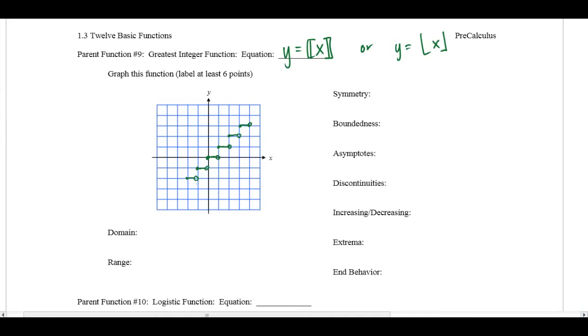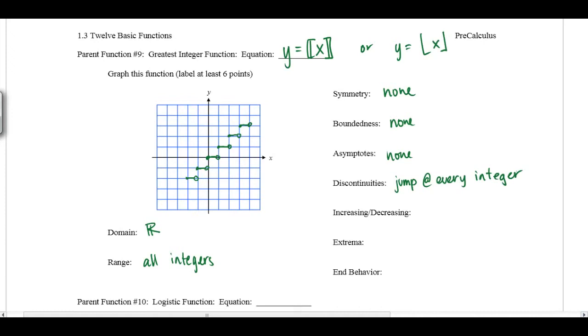Now let's talk about the fun parts of it. Now that we see the graph, the domain would be all reals. The range, pretty difficult, right? Do you see the range is just all integers. Some people use the letter Z for that. The symmetry, this has no symmetry. The boundedness, it has none. Asymptotes, it has none. Discontinuities are kind of interesting, right? Notice that it has a jump on every integer. So I would say that the discontinuity is a jump or non-removable, a jump at every integer.